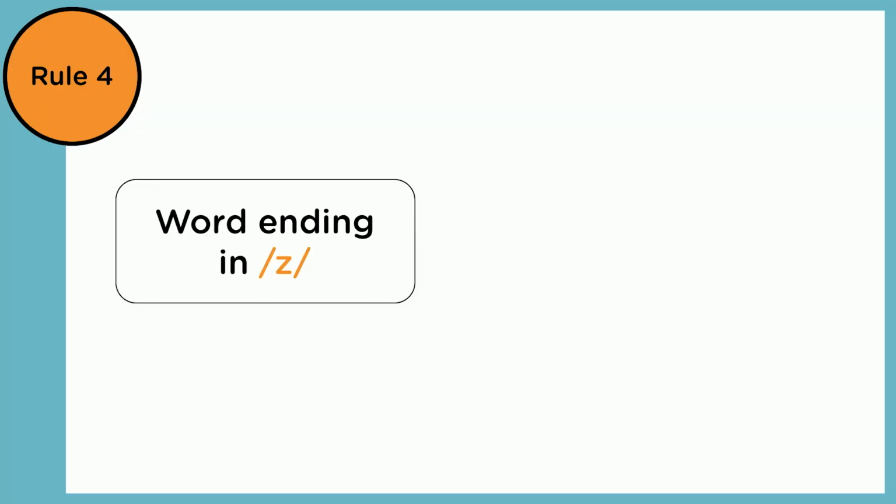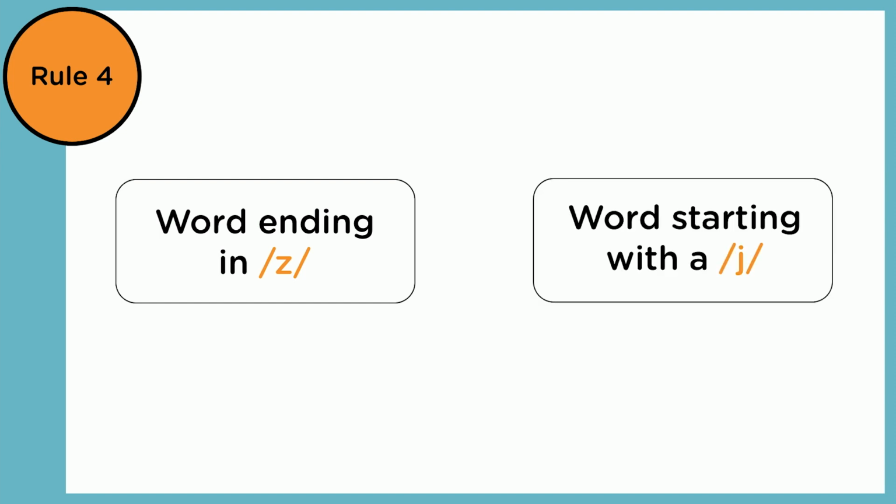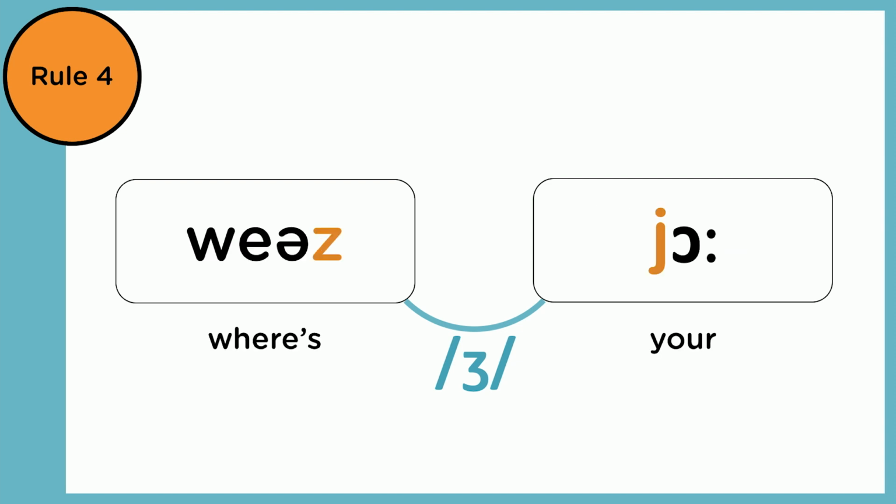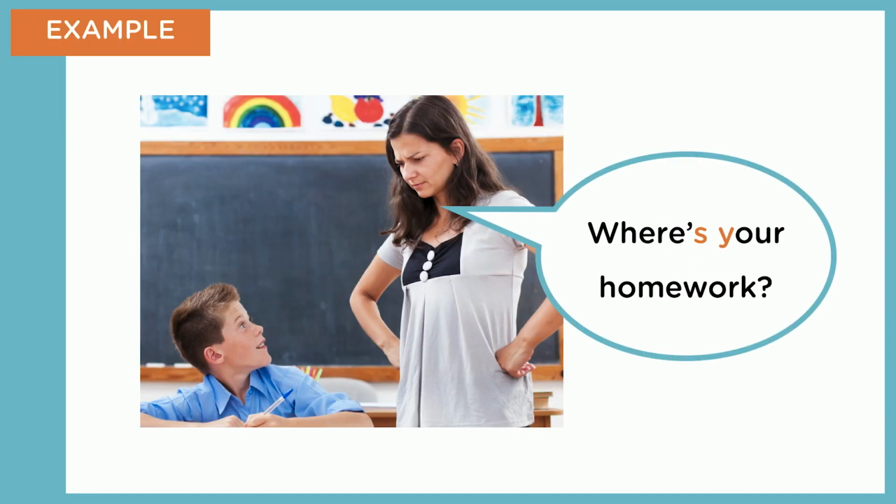This one is when the first word ends in the z sound, and the next word starts with y. So this one's a little bit different. This time we add the zh sound. Here's an example. Where's, and the second word, your. So separately, it's where's your. But here, we're adding this zh. Where's your? Where's your homework? Where's your?